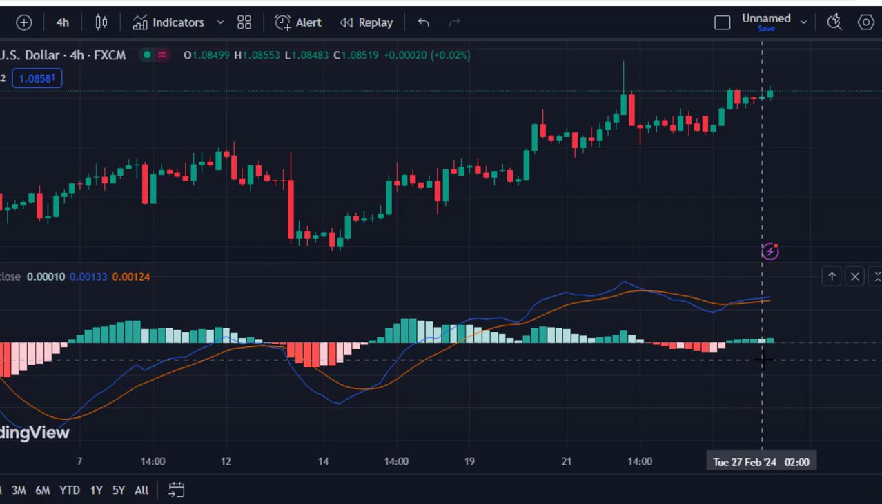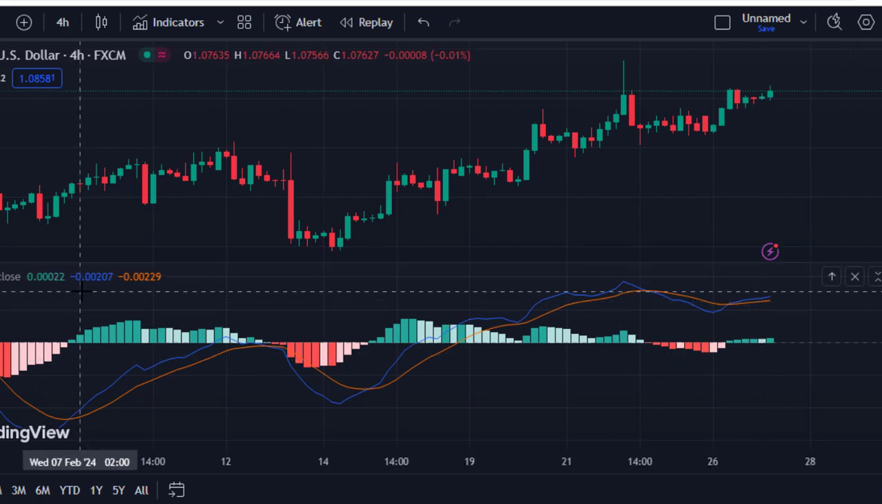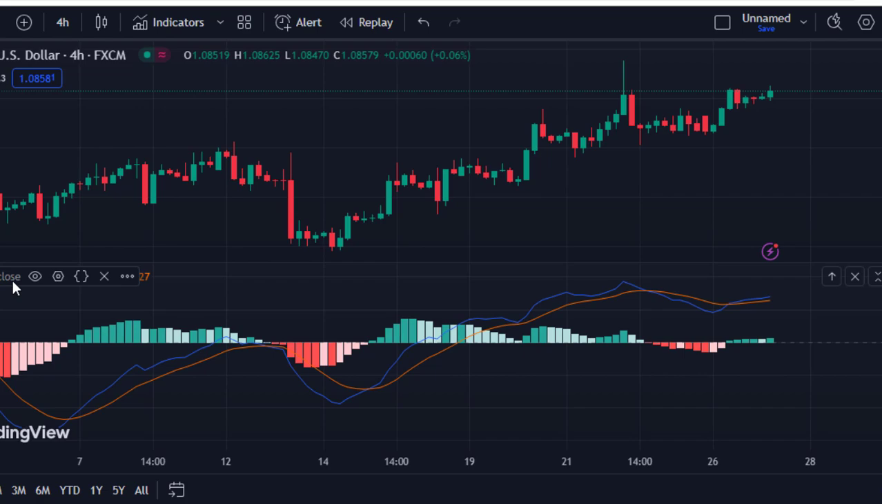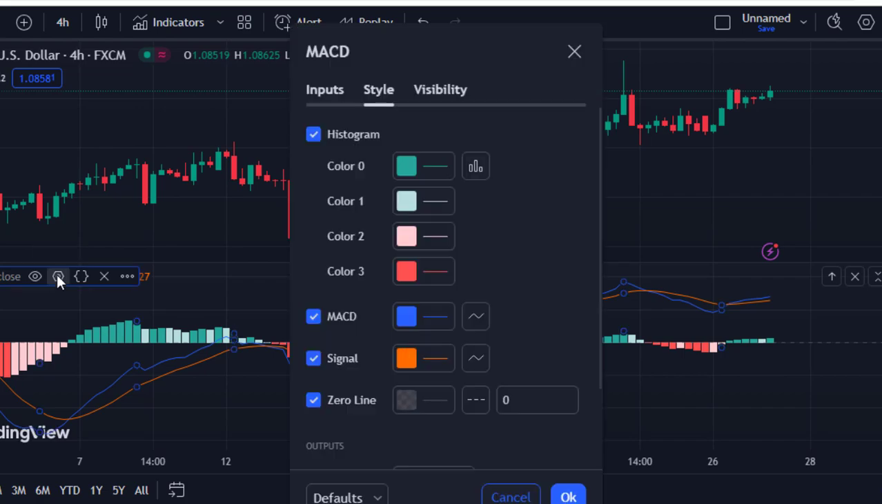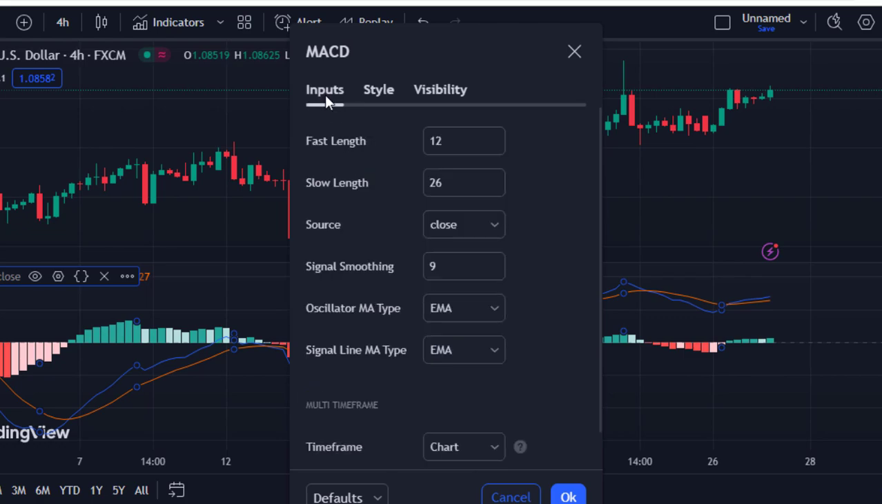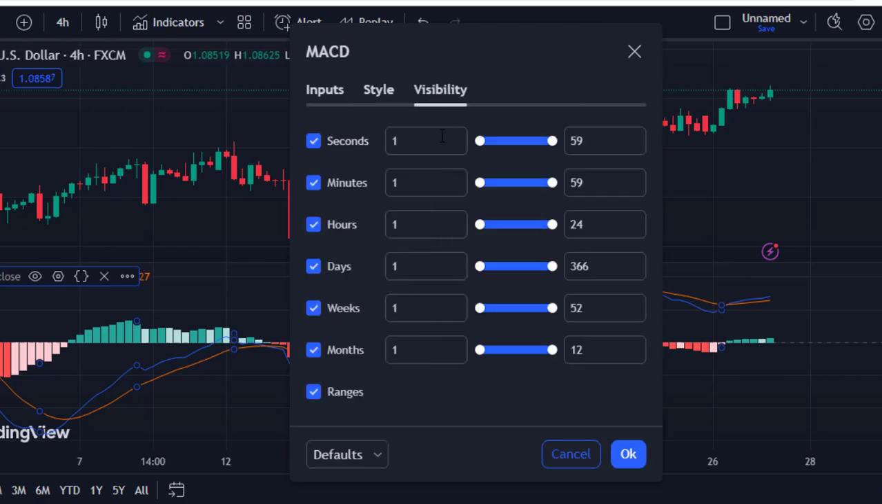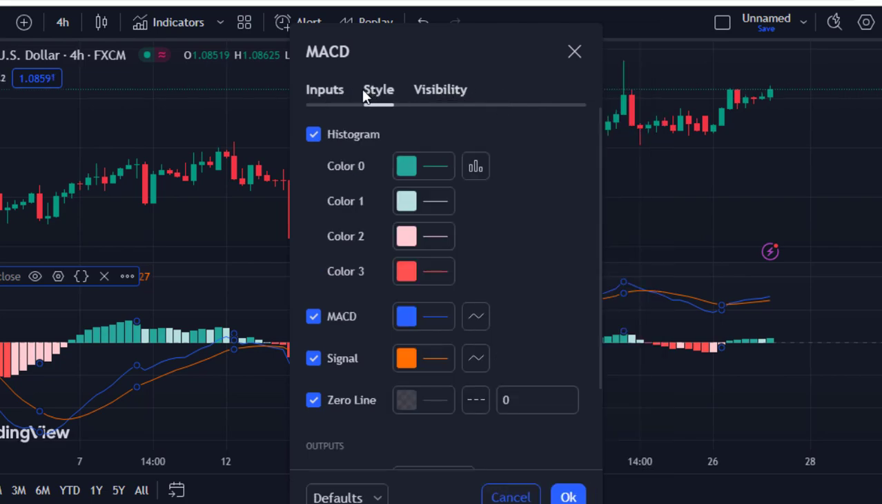Another thing you must understand about the MACD is that you can change your settings. So you can come here to settings. If you click on it, you can change the style, you can change the input by putting anything you want depending on the strategy you want to use, and also increase the visibility of your MACD indicator. So this is very important. For this video, I'm not changing anything.